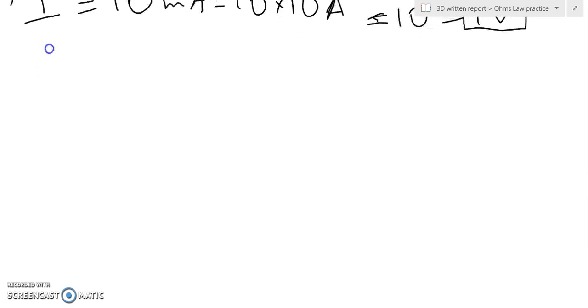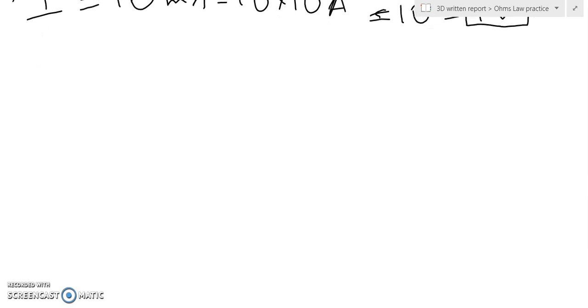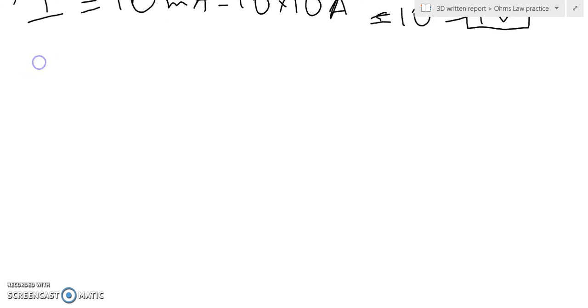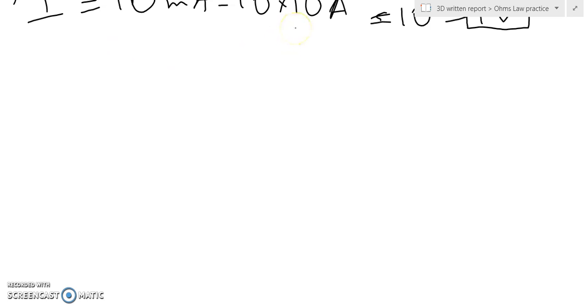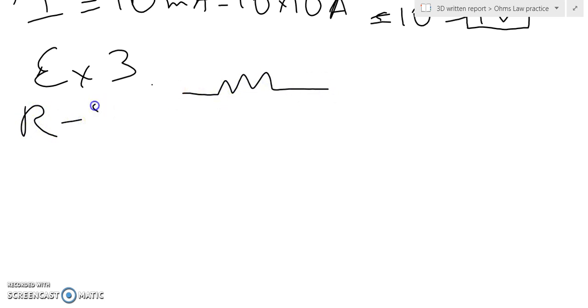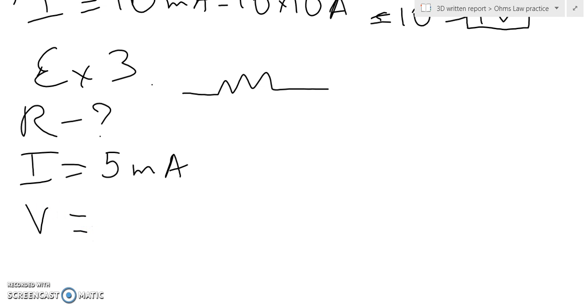Now let's do example number 3. Once again, I have a resistor, but now I don't know its resistance. It's a mystery. I do know that the current passing through it is 5 milliamps, and I do know that the voltage drop, the amount of voltage that that resistor is going to use up, is going to be 10 volts.